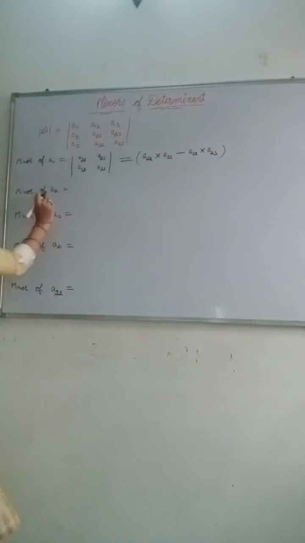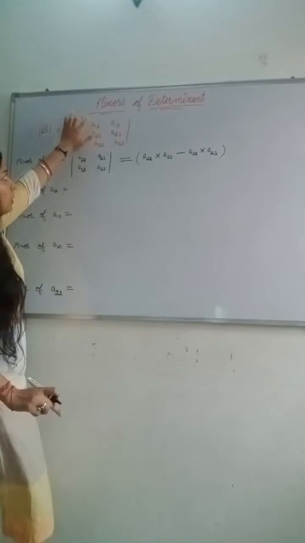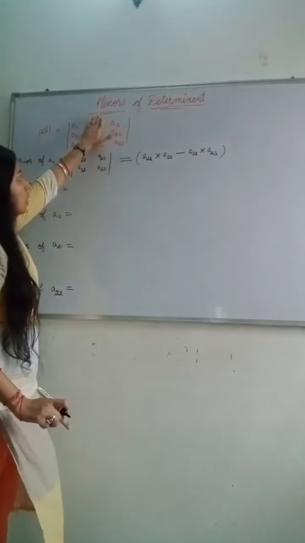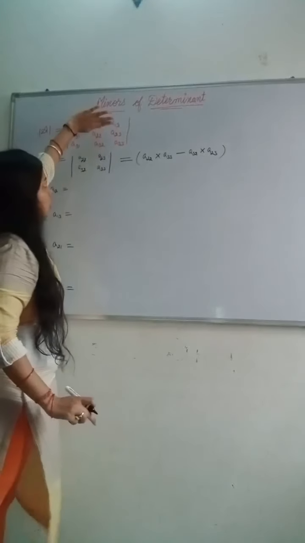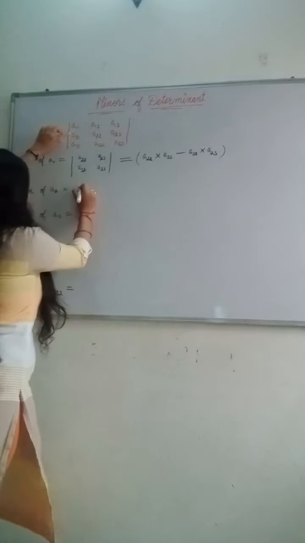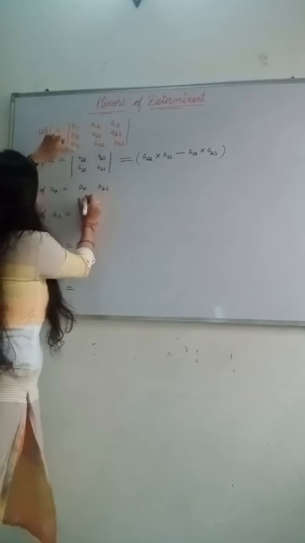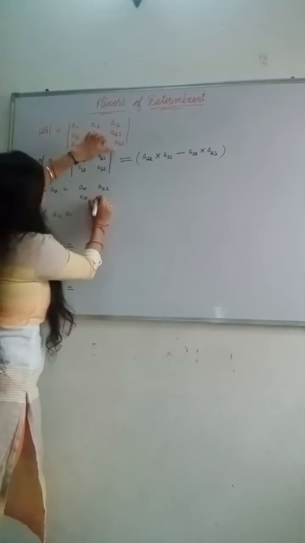Now coming to A12 element. Here A12 element comes in first row and second column. So I am going to skip first row and second column. Which elements are left? A21, A23, A31, A33.